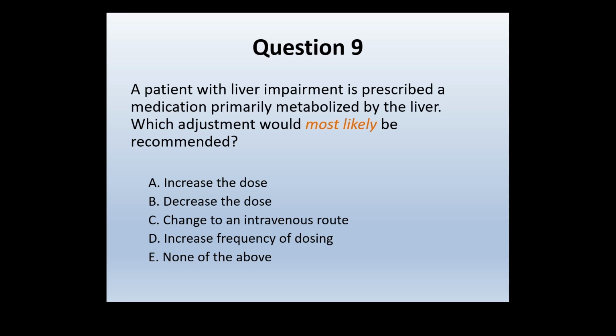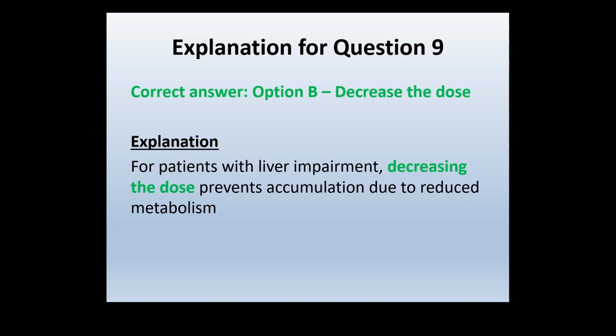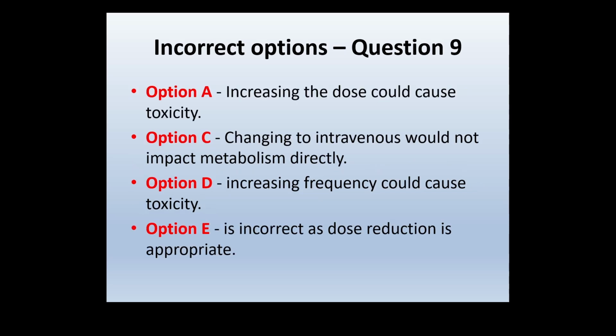The correct answer is option B, decrease the dose of the medication. The explanation is as follows. For patients with liver impairment, decreasing the dose prevents accumulation due to reduced metabolism. Let's quickly look at the incorrect options. Increasing the dose, which is option A, could cause toxicity. Increasing the frequency, option D, again can cause toxicity. Changing to intravenous, option C, would not impact metabolism directly. Option E is incorrect as dose reduction is appropriate. Let's move on to our last question.